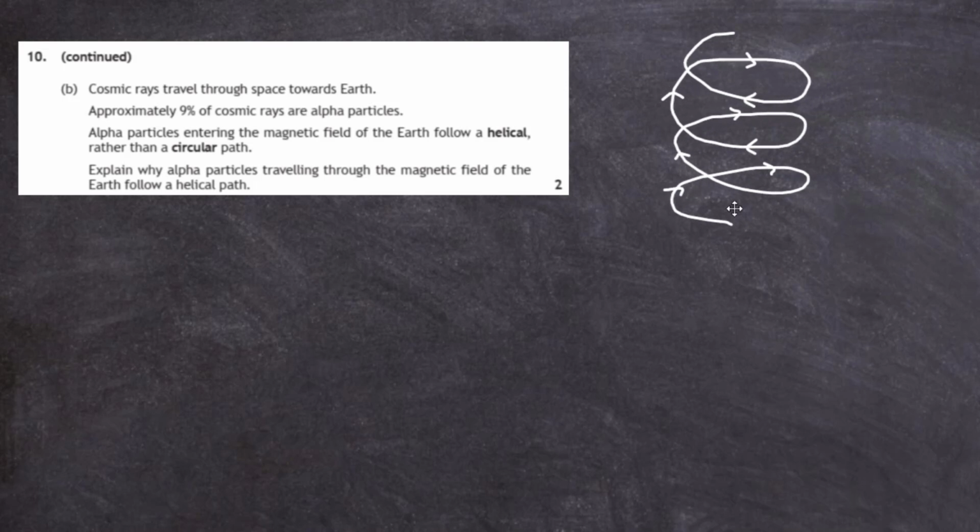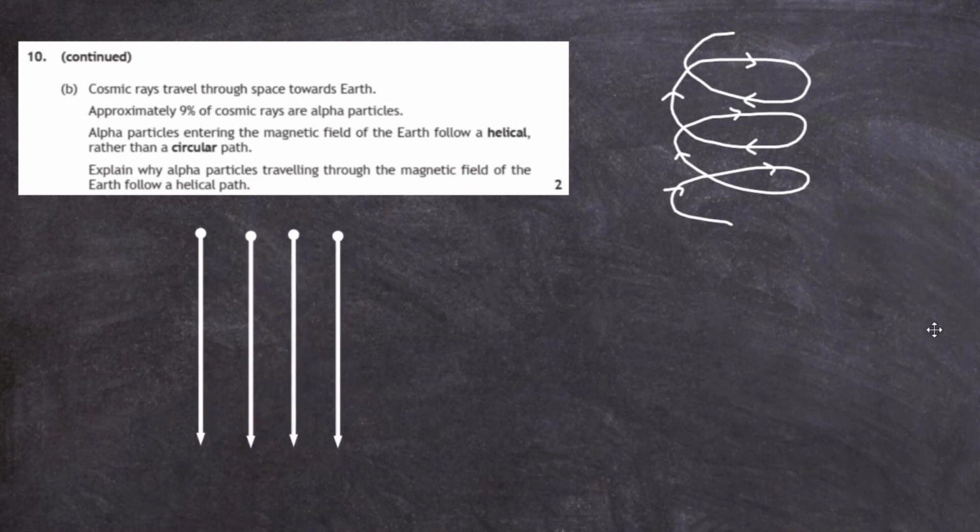It's a path which starts off as a circle but kind of moves upwards, very much like a parking lot, where you start at the bottom, you drive round the circle, but you're moving up all the time. That's what we mean by a helical path. This here is what we call a circular path, as shown there. But why does this happen in the magnetic field of the Earth? The reason is that the particle that enters the magnetic field will be entering at an angle to the magnetic field.